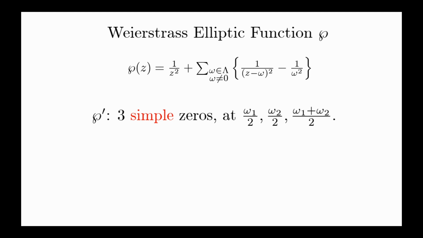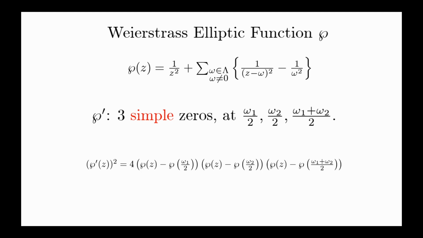And the derivative of the Weierstrass function, we recall, has three simple zeros in each fundamental parallelogram, and they are exactly the half periods: omega 1 over 2, omega 2 over 2, and omega 1 plus omega 2 over 2.